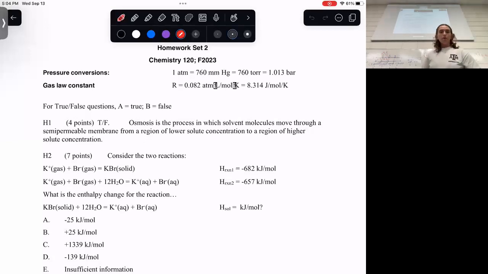Alrighty. So our first question is: osmosis is the process in which solvent molecules move through a semi-permeable membrane from a region of lower solute concentration to a region of higher solute concentration. What do we think for this one? True. I heard true and false. What would make it true? It's higher, lower. What do you think? What are you asking? Yep.